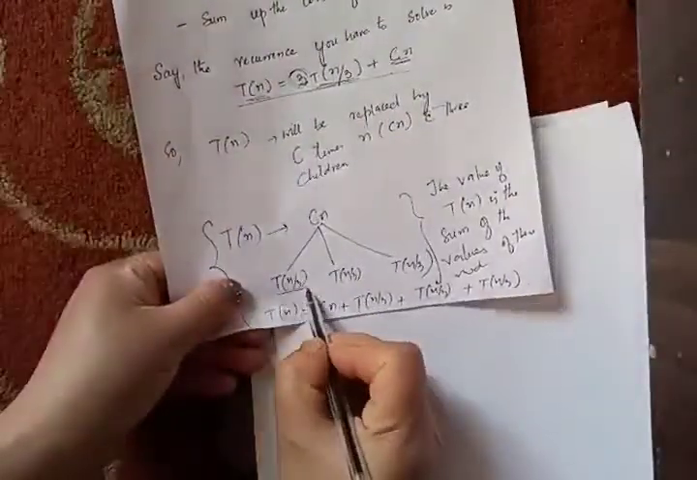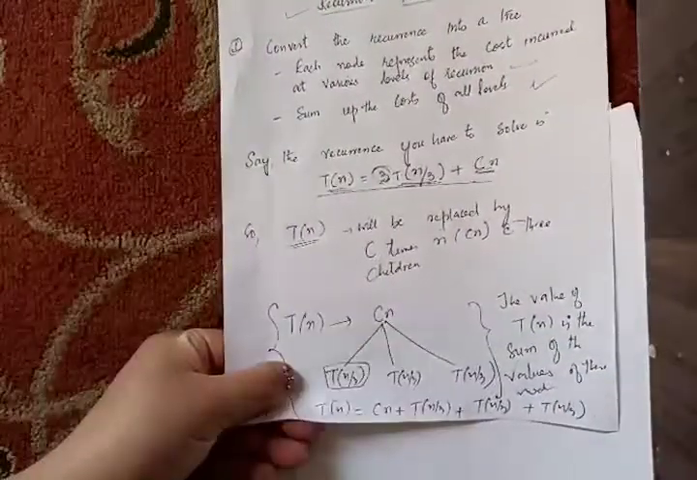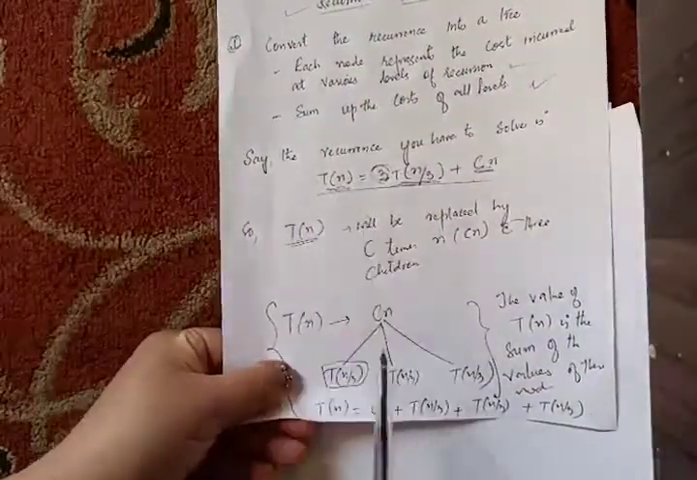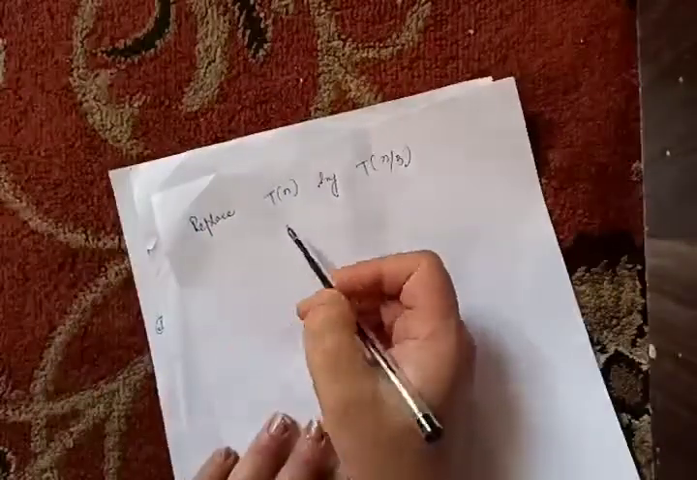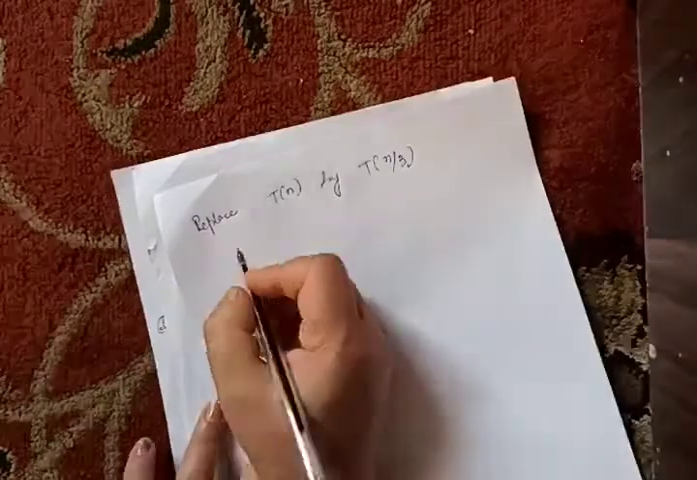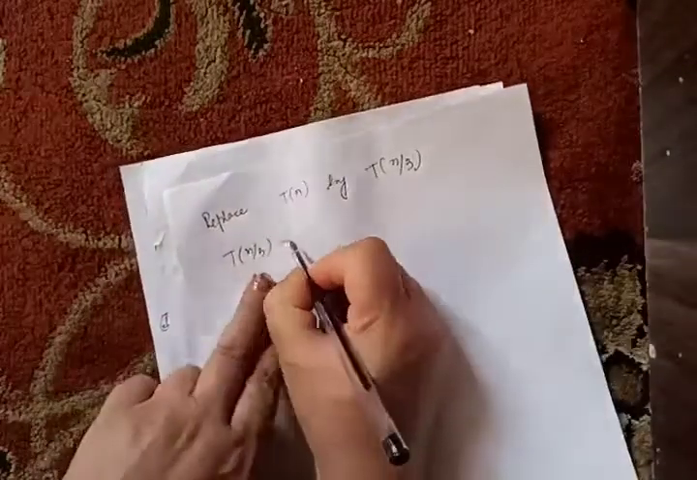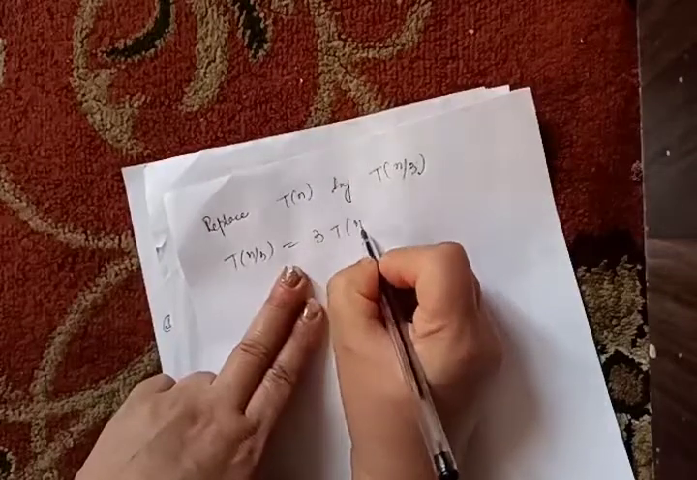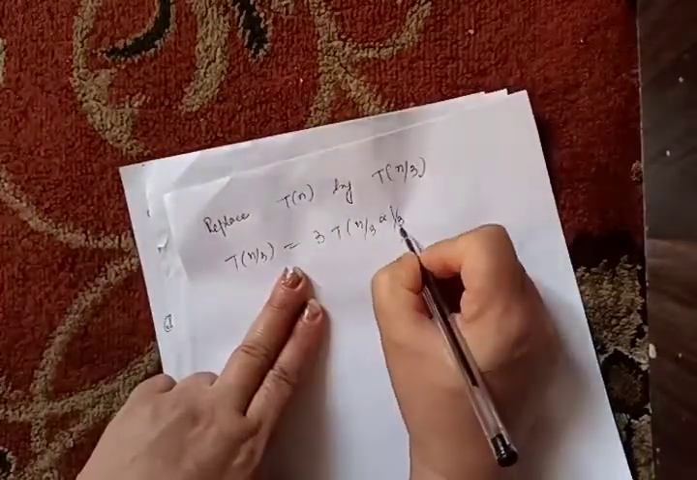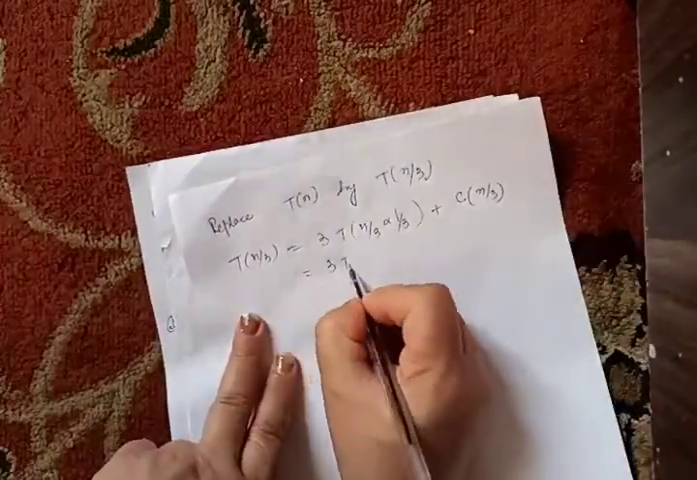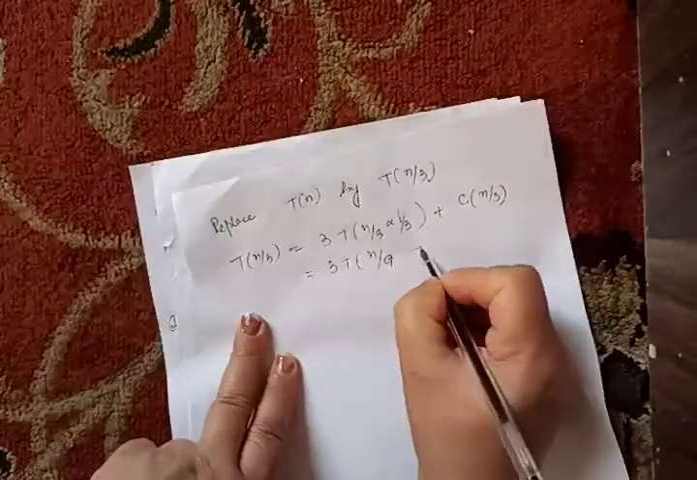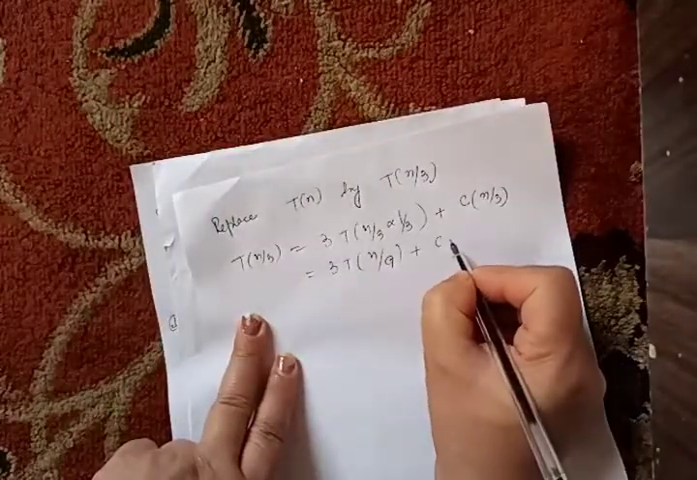Now we have to take T(n/3) at this place and expand it more. So how can we do that? We replace this T(n) with T(n/3). Our recurrence will be like this: 3 times T(n/3 × 1/3) plus c·n/3, which equals 3T(n/9) plus c·n/3. Now replace this.